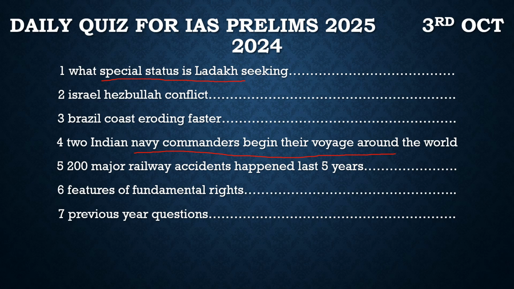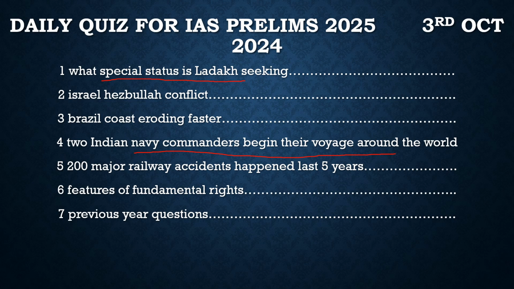It gave us the data from the last 5 years. Approximately 200 major railway accidents had happened in the last 5 years, and more than 300 people have died of that, and many had been injured. So here we need to know what the cause of these major railway accidents in India is. Let's try to understand that via questions here and get more idea about it.